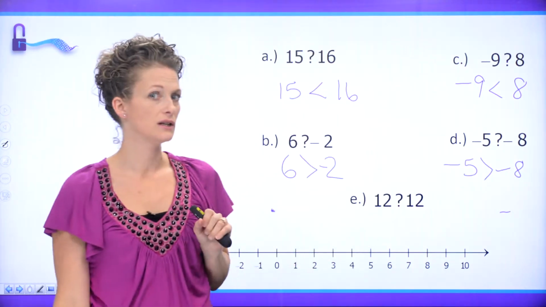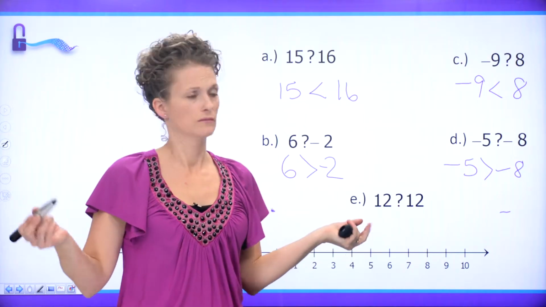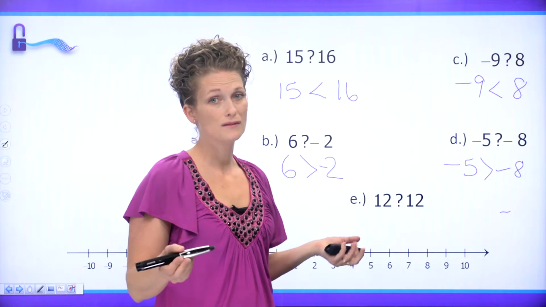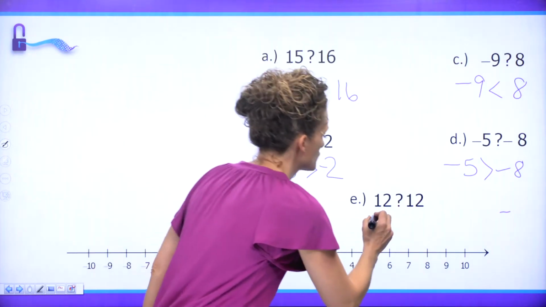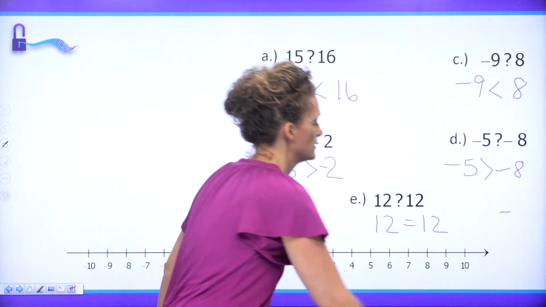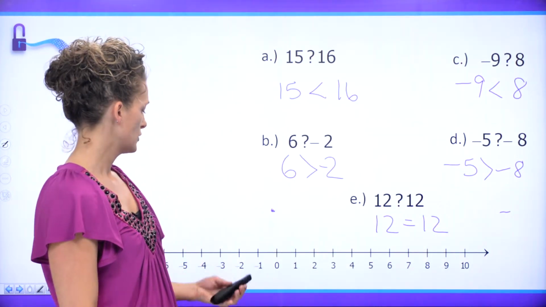All right, last one. We have a 12 and a 12. Well, there's really only one that it could be. 12 is equal to 12 because they're both the same number. So we can simply replace that question mark with an equal to.